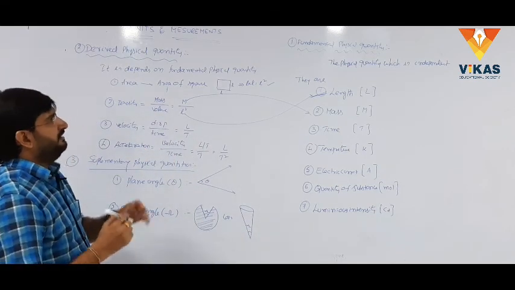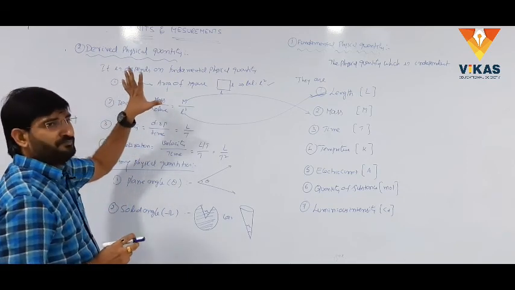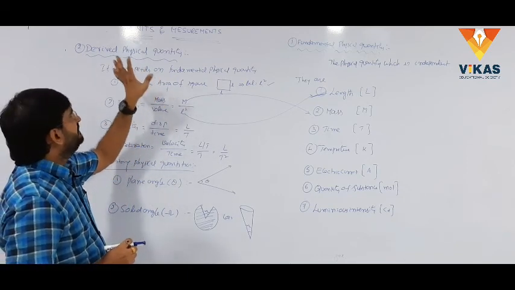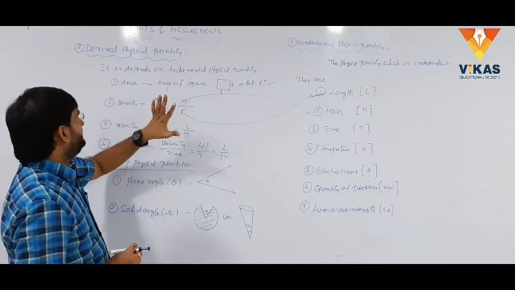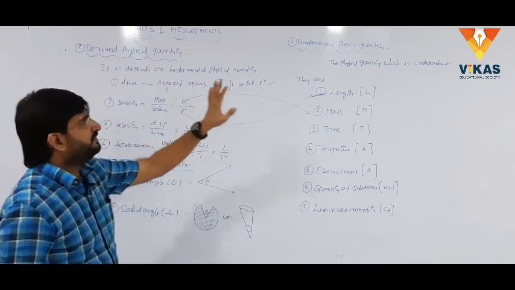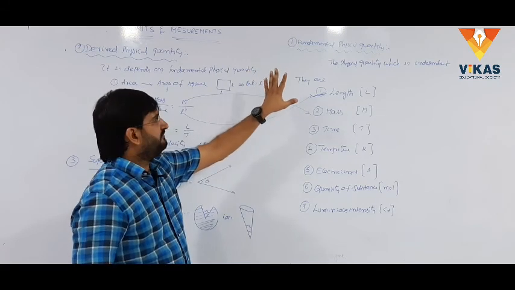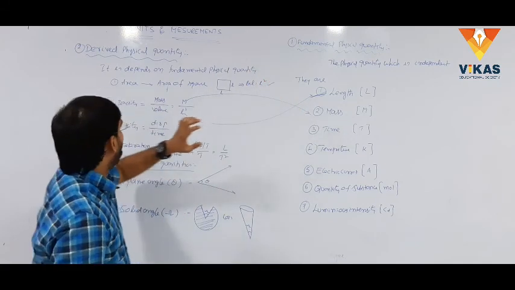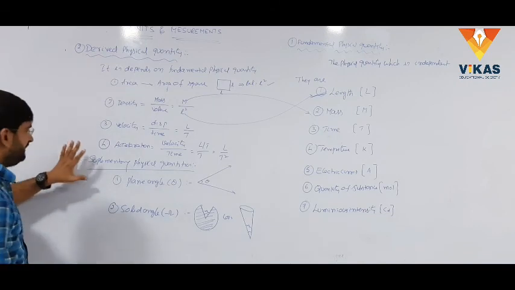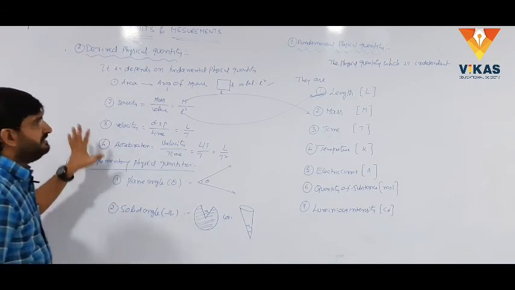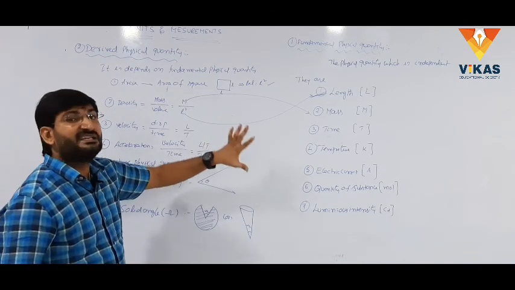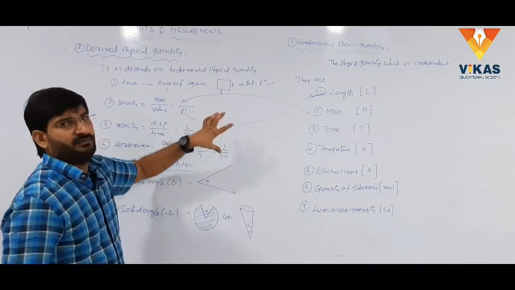These are the concepts in physics, in units and measurements. These are fundamentals. What is meant by physical quantity? How many physical quantities are there? The types of physical quantities are fundamental physical quantity, second one the derived physical quantity, and third one the supplementary physical quantities. These are the deep and key discussions about fundamental quantities.